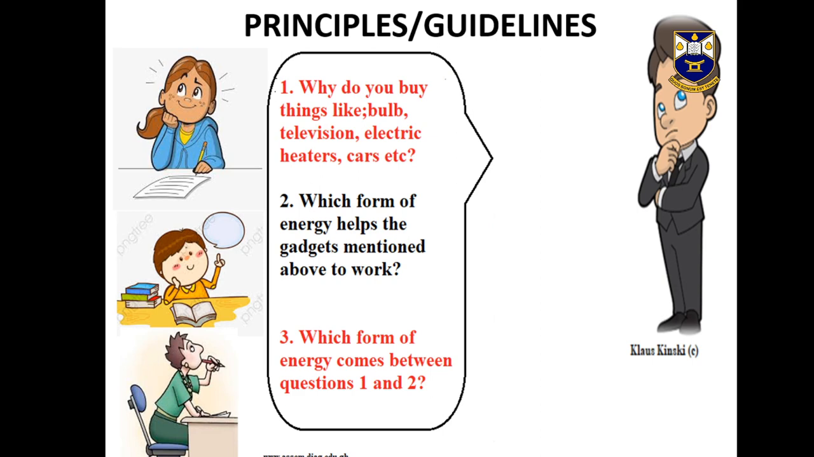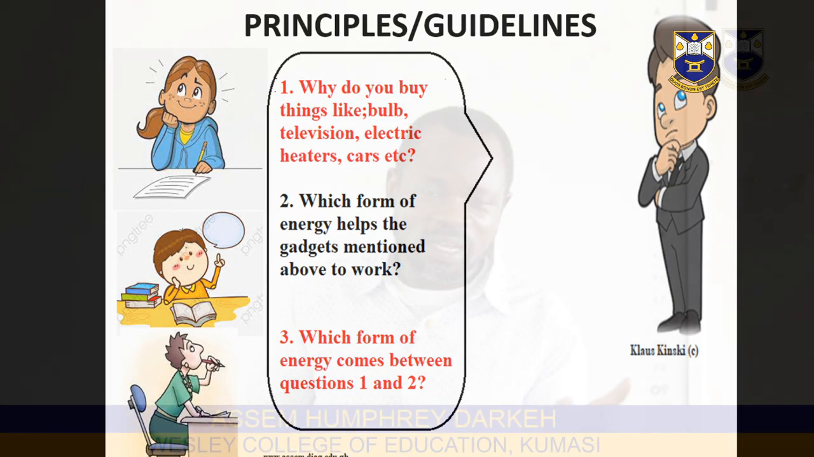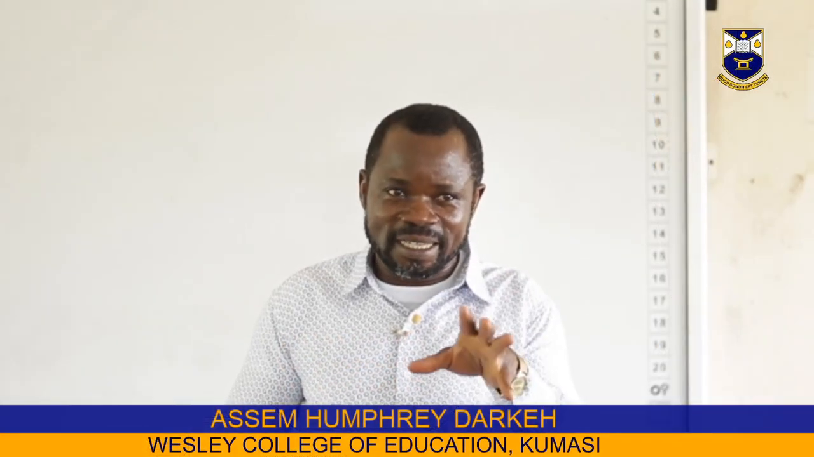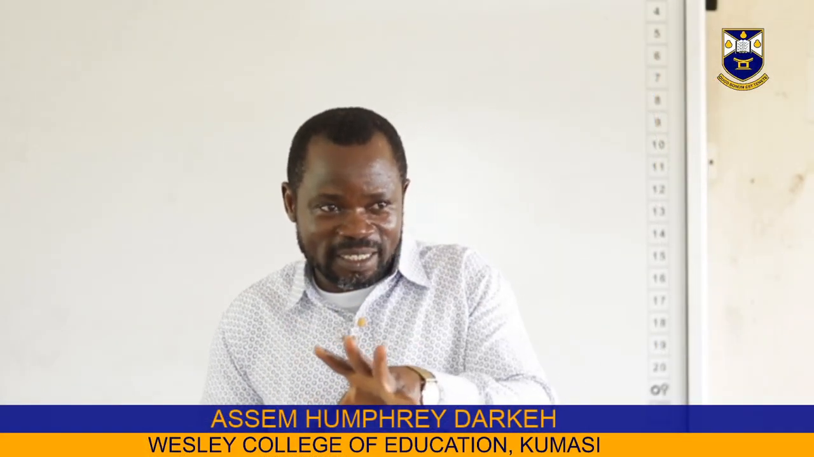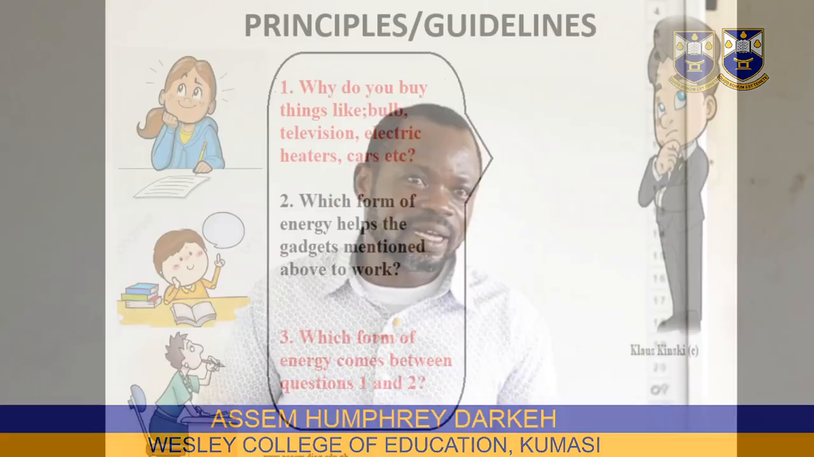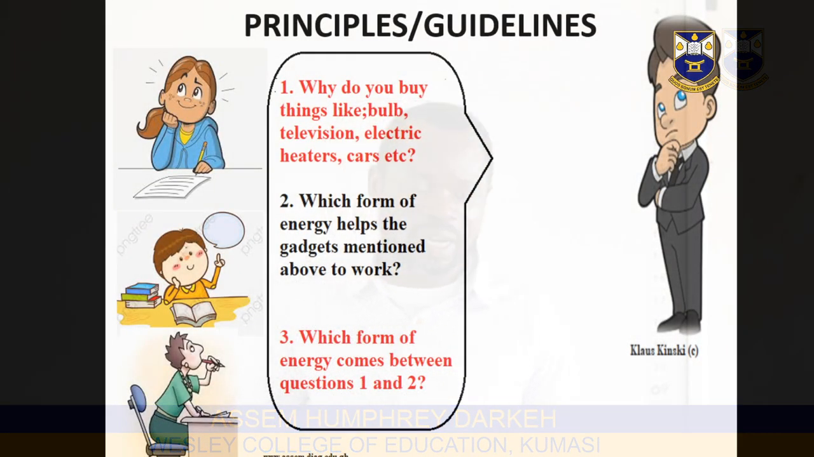And so in carrying out energy transformation, the student must know the purpose for which that activity is being carried out. In that case, if it is a gadget, why it has been manufactured. So questions like, why do you buy things like a bulb, television, electric heaters, or cars, etc.? Students should be able to give answers to this.